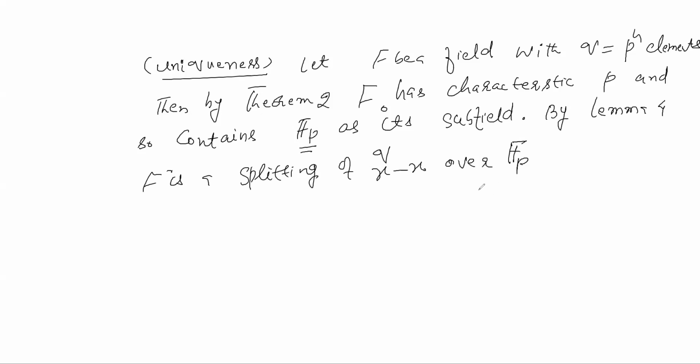Okay, and since the splitting fields are unique, the result now follows by the uniqueness of the splitting fields. So any finite field with q equal to p raised to power n elements turns out to be a splitting field of the polynomial x raised to power q minus x over Fp. Okay, and the splitting fields are unique, so therefore the result follows by the uniqueness of splitting fields.